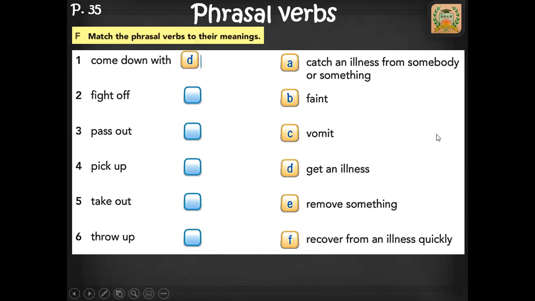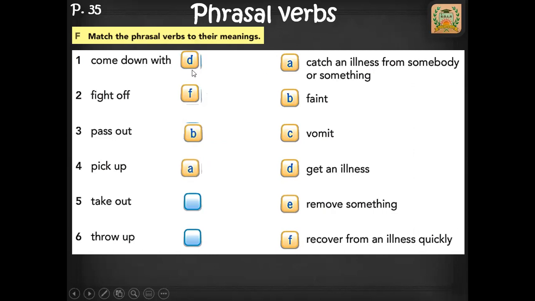Yes, that's great. Fight off. What is the meaning of fight off? Yes, number F, recover from an illness quickly. Pass out means faint, to become unconscious. Pick up means catch an illness from somebody or something.